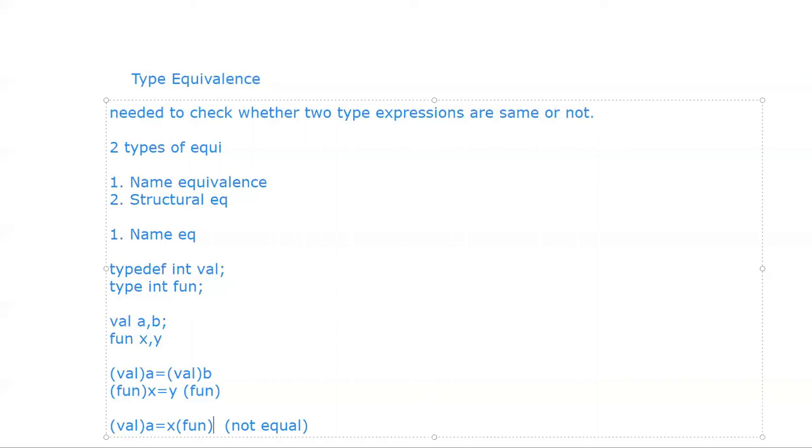So what is the drawback of name equivalence? It won't go into the internal structure of the data. It won't go into the internal structure of the type expression. It will simply see what is the name of the type. If the name is not matched, then it will simply give you an error that the two expressions are not same, right? Now we'll discuss the second type of equivalence, that is structural equivalence.